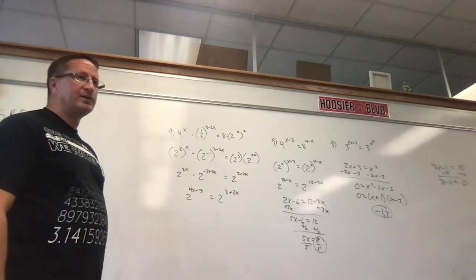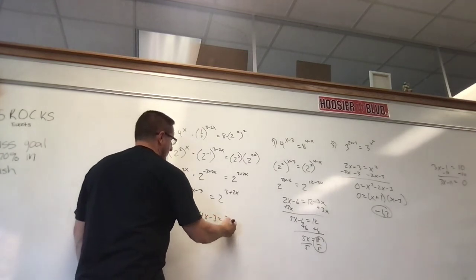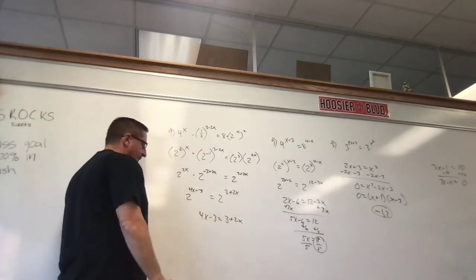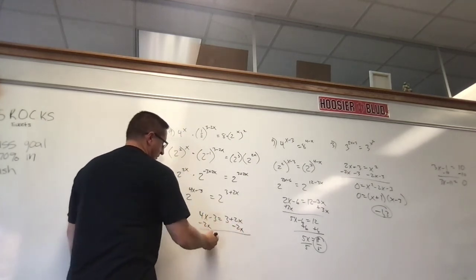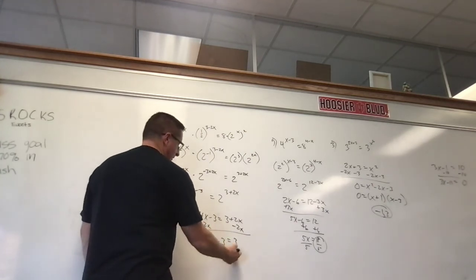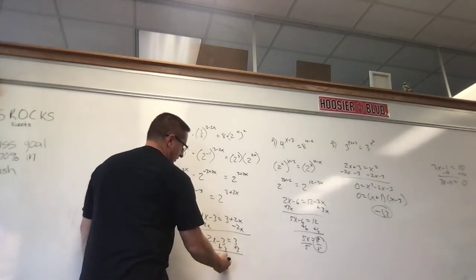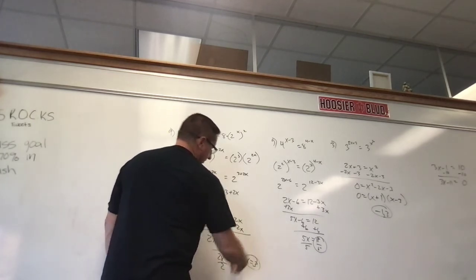Now we can get rid of our bases. So 4x minus 3 is 3 plus 2x. Subtract 2x from each side. 2x minus 3 equals 3. Man, all this mess is going to come out as a nice number. 2x is 3 plus 3, which is 6, divided by 2. X is 6 divided by 2, which is 3.